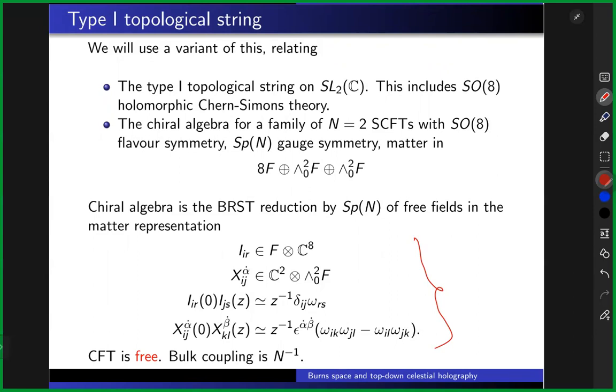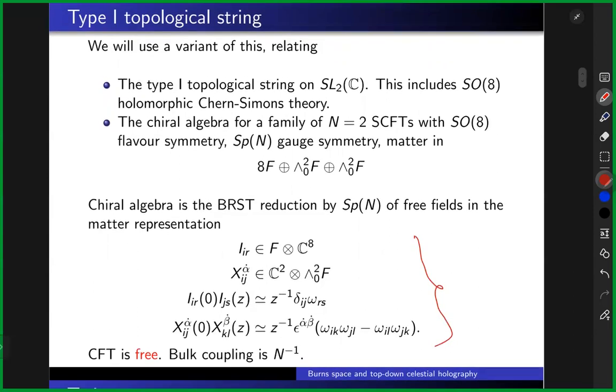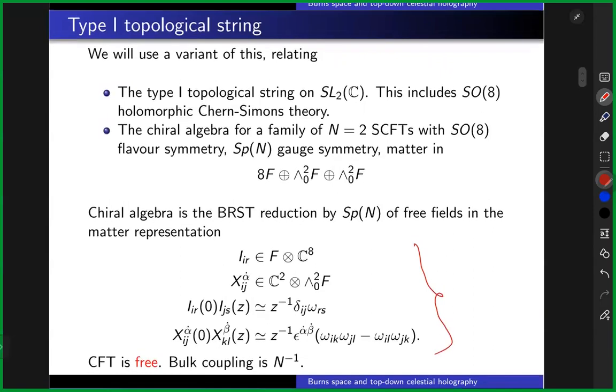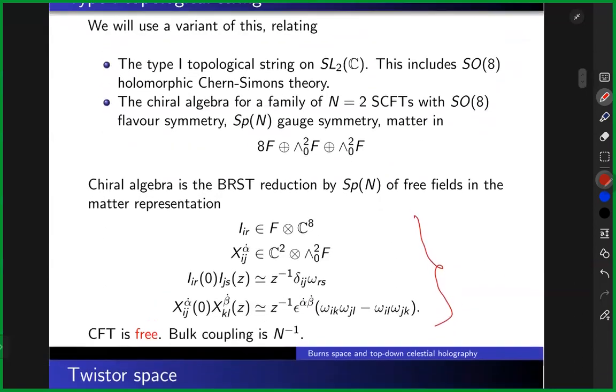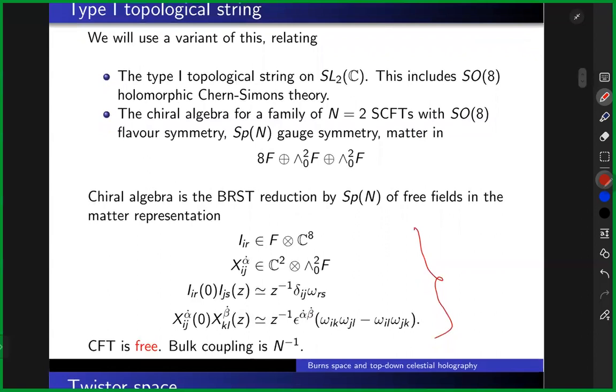Anybody can go away and compute all the correlation functions just by doing little Wick contractions. And one important point is that in the bulk, there isn't really any coupling constant except for 1 over n. So in the boundary theory, there's no coupling, it's free. In the bulk, the only coupling constant is n. Okay, so this is only one part of the story.